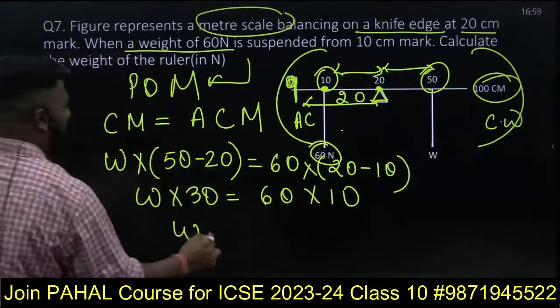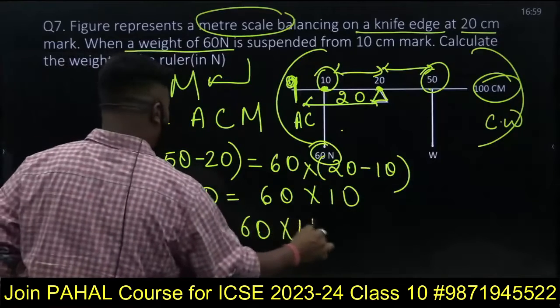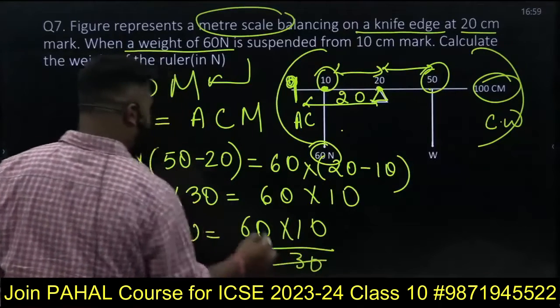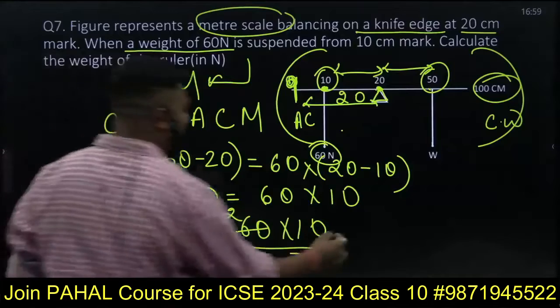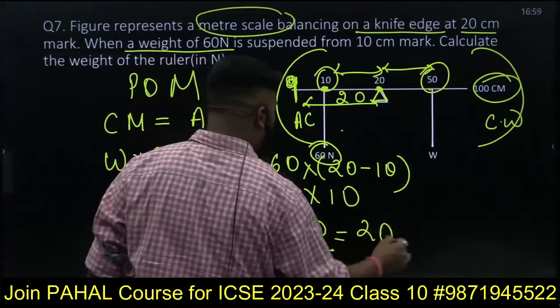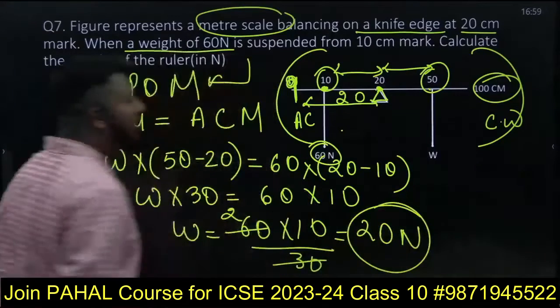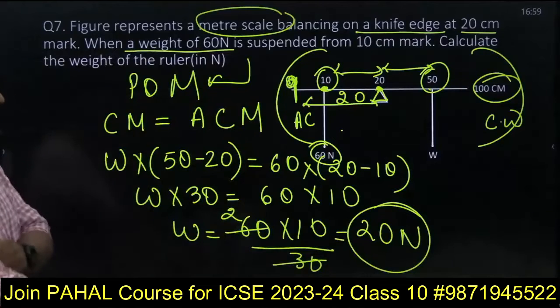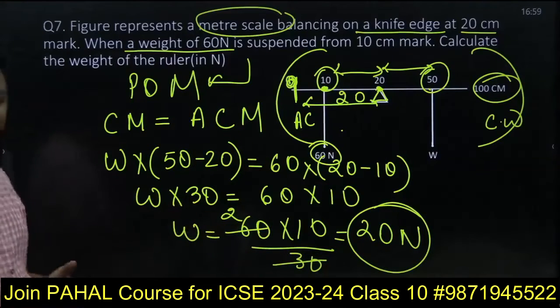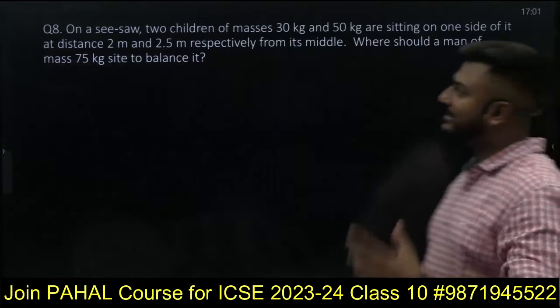So W will be equal to 60 into 10 divided by 30. 2 times 30 is 60, 2 into 10 is 20. So the weight of the body at 50 centimeter would be equal to 20 Newton. Is this okay? Let's see the next question now.